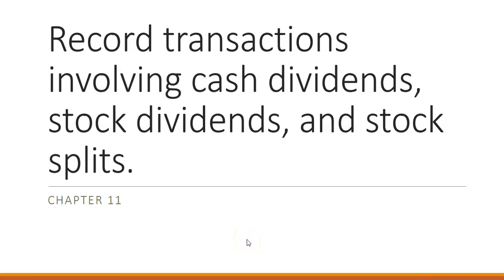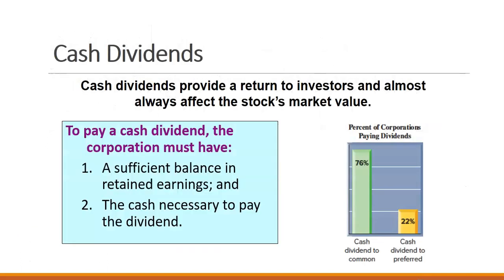In this next section, we're going to look at the various types of dividends that companies can pay out to their stockholders. The first of those dividends is cash dividends. Cash dividends are a return to our investors. They also tend to increase the stock's market value.